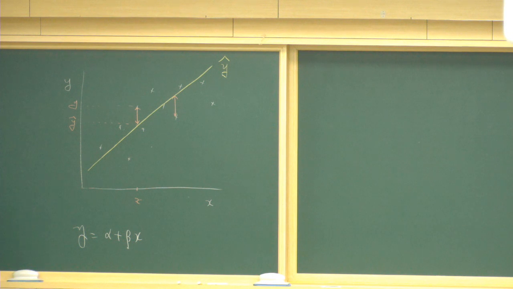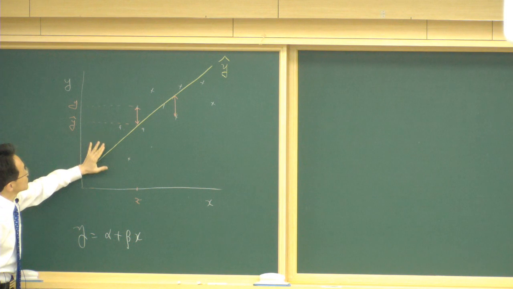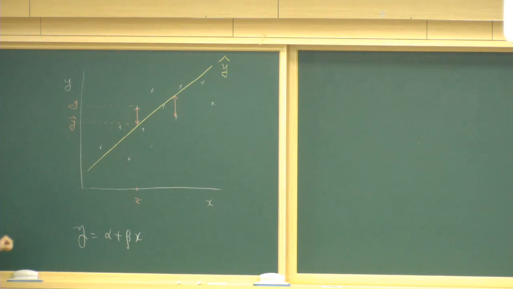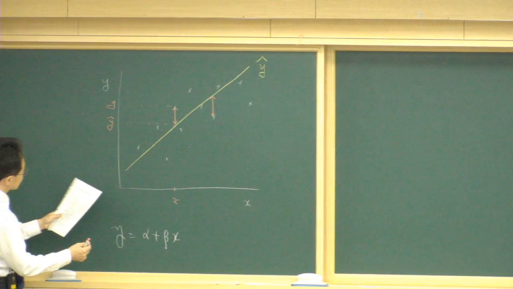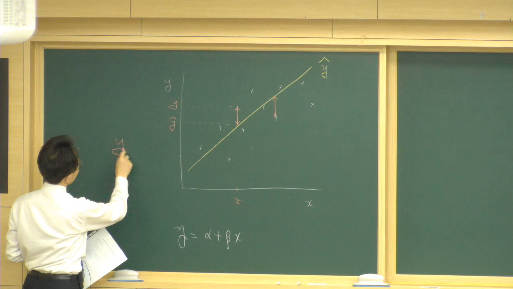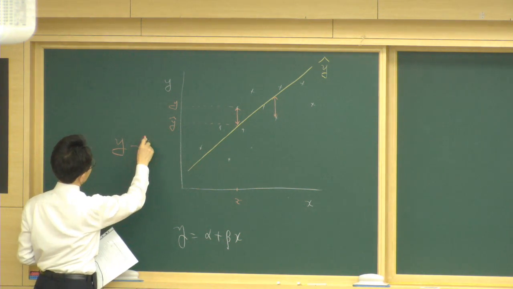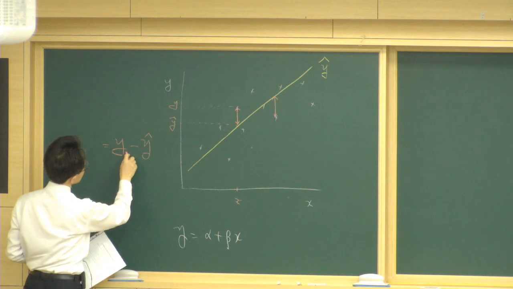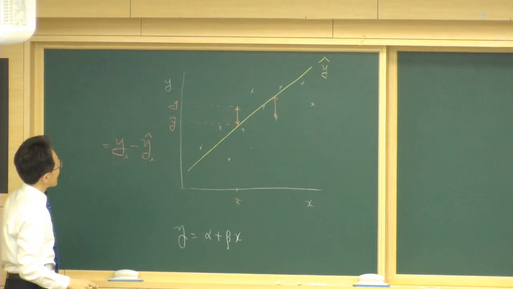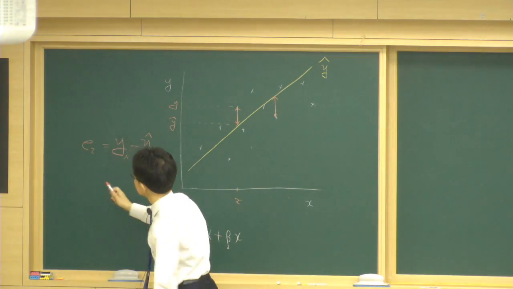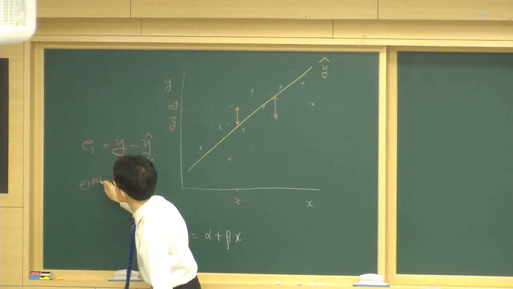So when we use this regression line to describe the relationship between this independent variable and dependent variable, we make some mistakes. For example, let's say y minus y hat. And if we want to express this data point with y minus y hat, we call that an error. Okay? We are making some errors.